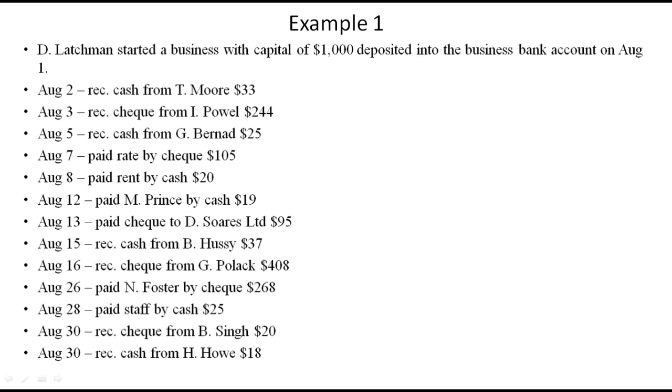August 13, paid check to D. Stores Limited, $95. August 15, received cash from B. Hussey, $37. August 16, received check from G. Pollock, $408. August 26, paid N. Foster by check, $268. August 28, paid staff by check, $25. August 30th, received check from B. Singh, $20. August 30th again, received cash from H. Howie, $18.